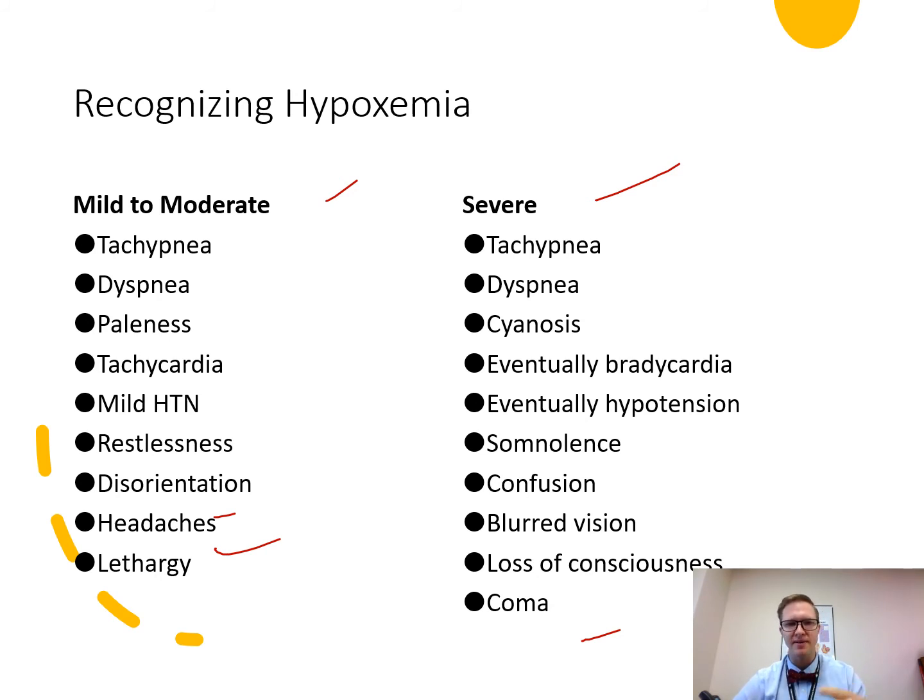Versus a patient that's tachypneic, dyspneic, they have a headache, right? They're just feeling a little lethargic, a little weak. That's going to be that mild to moderate. Let's try your non-invasive methods. Let's try high flow oxygen or high FiO2 therapy and see what happens. So recognizing these signs and symptoms is important to determine how aggressive you're going to be with your therapeutic intervention.